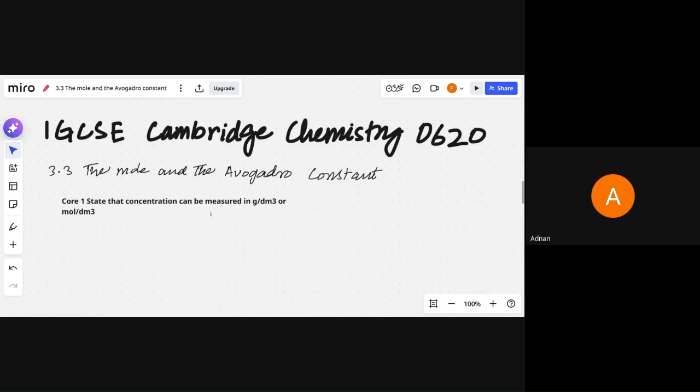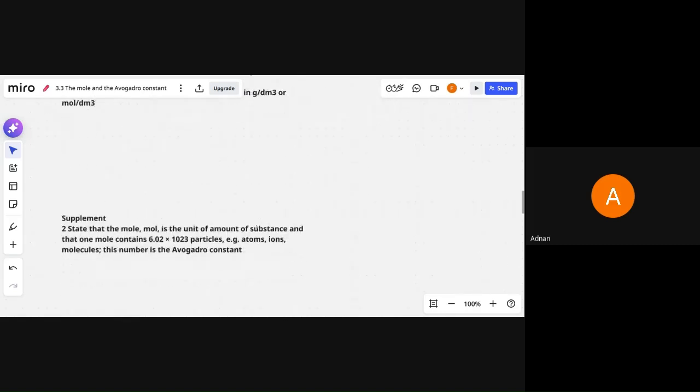This is considered to be one of the most challenging topics for students of GCSEs and IGCSEs, because it involves lots of calculations, and many students struggle with these calculations of moles. So this is going to be an extensive lesson, and I'll be covering all the topics. This is focused on the supplement, the extended syllabus.